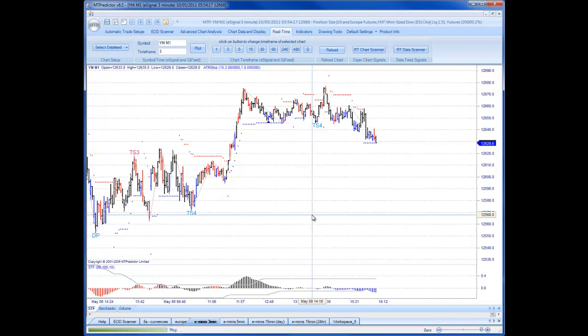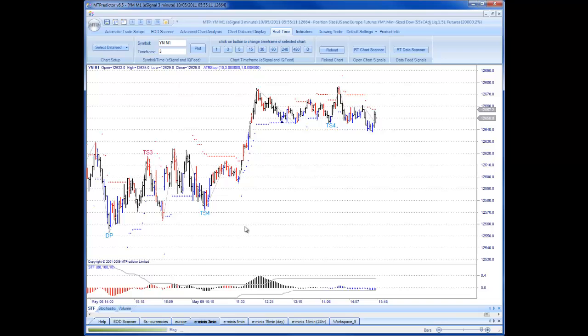Today I'd like to take a quick look at the 3-minute YM, which is the mini Dow in the USA, particularly as this follows on from a trade we were looking at in our customer only training webinar yesterday, which was this TS4 buy back here.